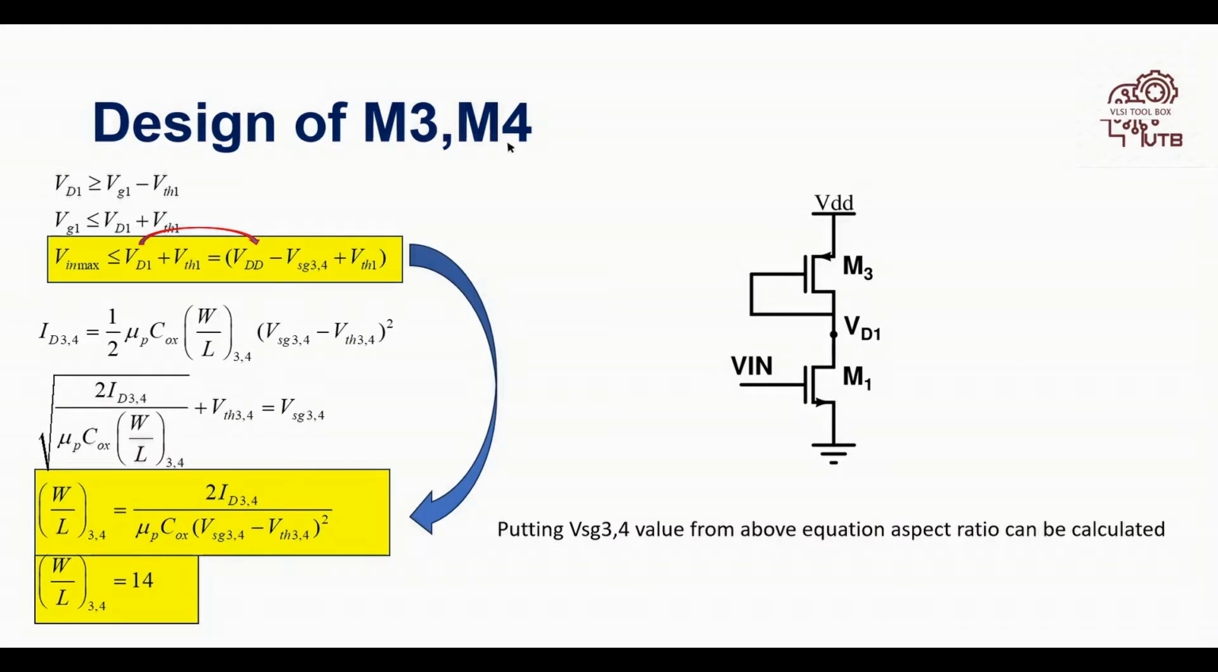Now design of M3 M4. As we know, this is a common source amplifier, the half circuit part of this two-stage op-amp, and to keep the MOSFETs M3 and M1 in saturation, we have to follow this condition, and these are standard equations, you can follow them from any design book. I have jotted them down here from the Allen and Holberg book, and using this equation I have found the aspect ratio of 3 and 4 to be 14.